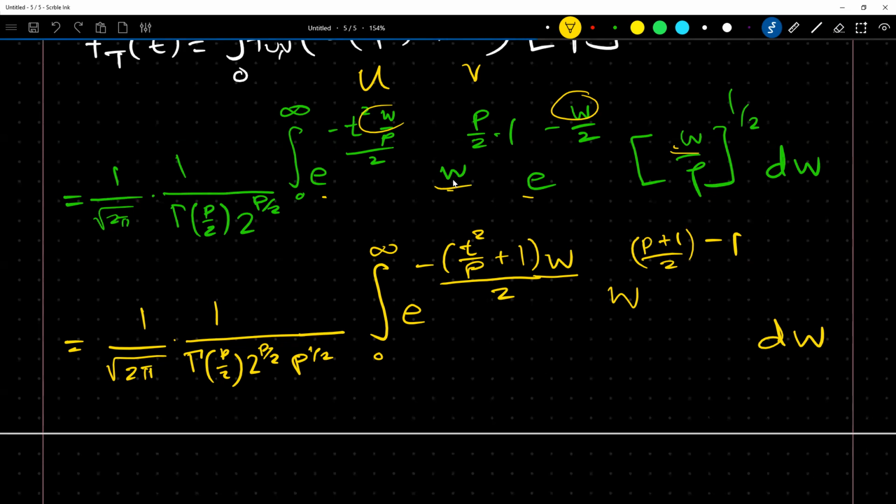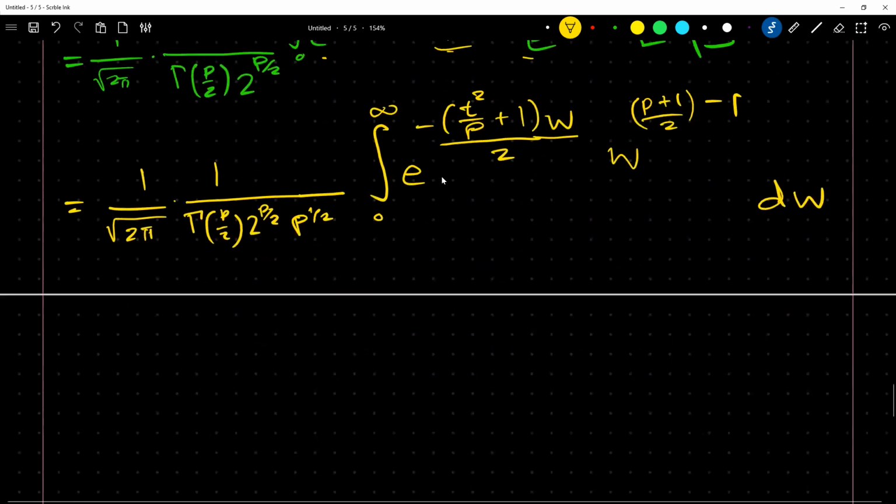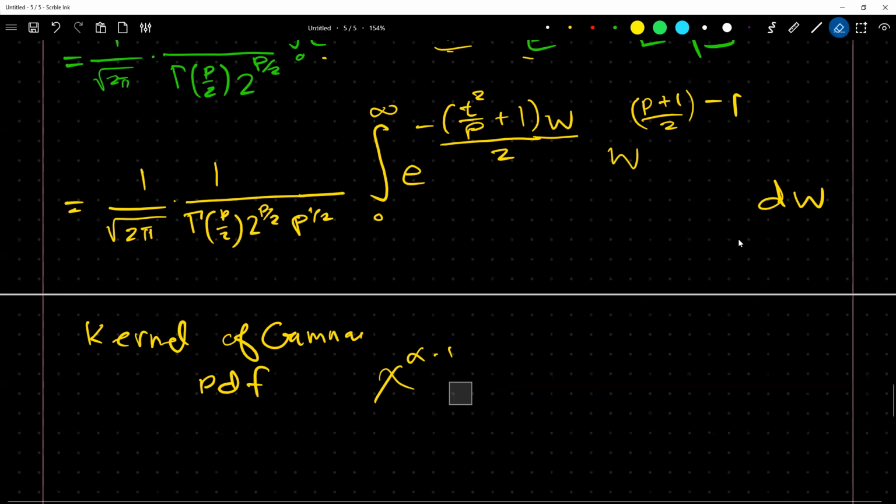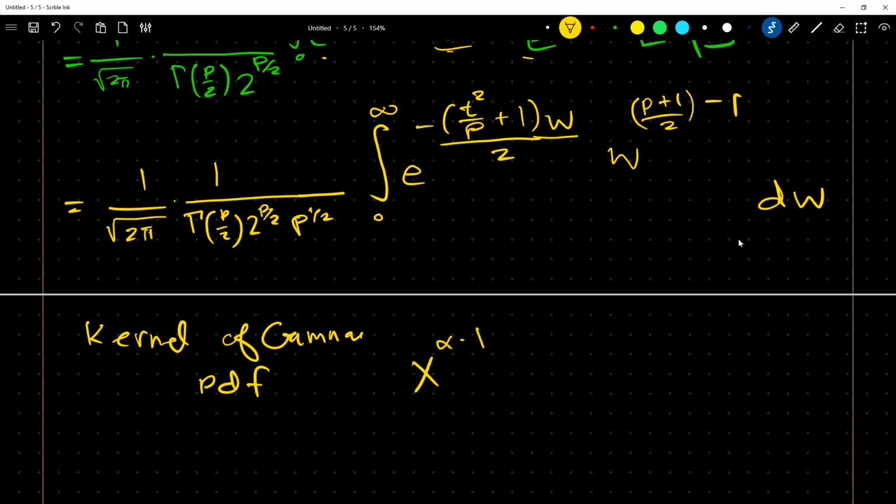The next thing we want to do is recognize that we have the kernel of the gamma distribution PDF here. What I mean by that is the kernel of the gamma PDF, which we saw earlier in the previous video. It's this. Hold on, that's not right. I don't know why I'm writing so fast all of a sudden. So it's x to the gamma minus 1, multiplied by e to the minus beta x.